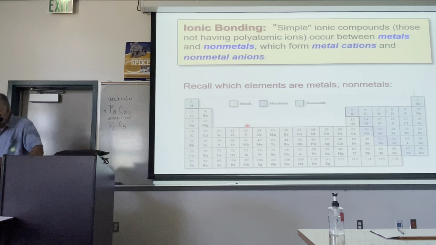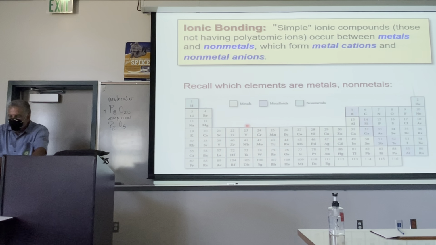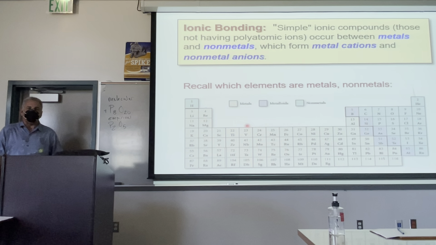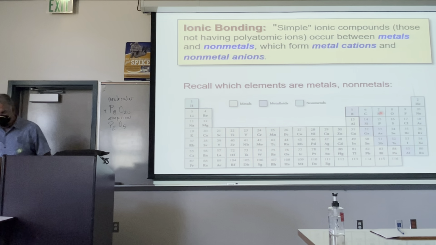Ionic bonding. Simple ionic compounds occur between metals and nonmetals, which form metal cations and nonmetal anions. We need to know which elements are metals and nonmetals. So apparently we make a big distinction, right? We expect you to know the difference between a metal and a nonmetal. And again, if you just look at this corner and it's not there, it's a metal. So easy. I had no idea. Okay.